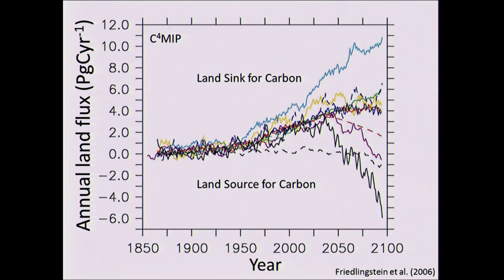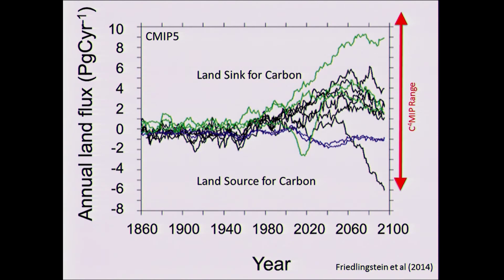And this was a model intercomparison project. This was done in 2006 and preceded the 2007 IPCC report. And then we had the latest IPCC report, which was preceded by what they call CMIP5 this time. And you can see that basically we haven't got any better. There's still this major problem with working out what's going on with this terrestrial carbon sink.